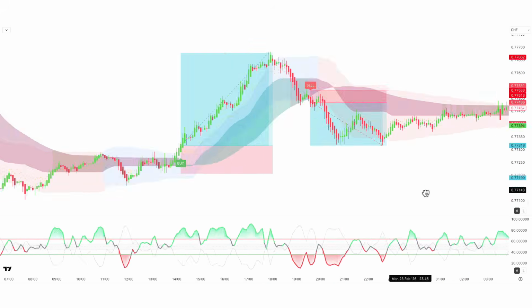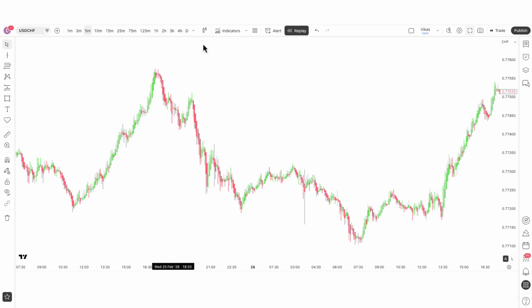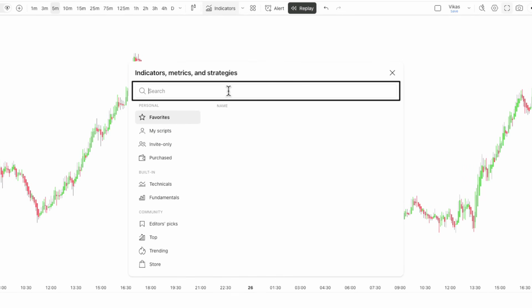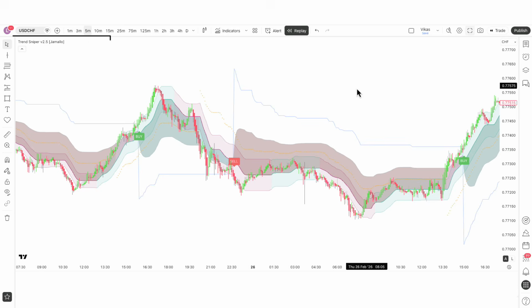Let's start the video. We open the USD CHF 5-minute chart. And don't sweat the time frame either. Next, you'll want to find those magic indicators. Head over to the Indicators tab and search for the Trend Sniper V2.5. Select the indicator made by Jamalo22 and add it to the chart.